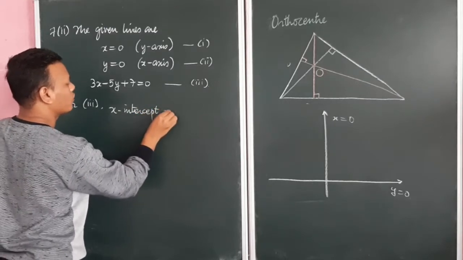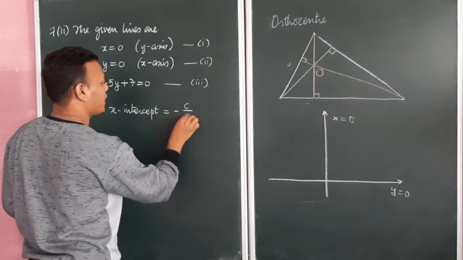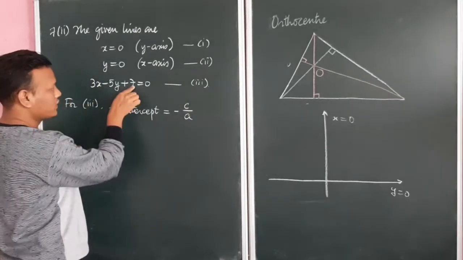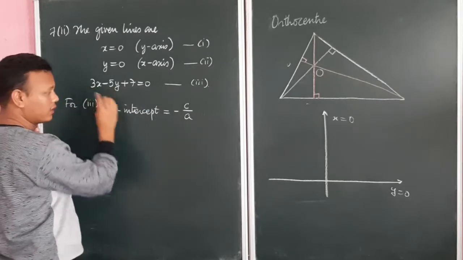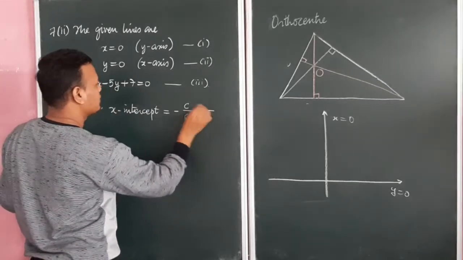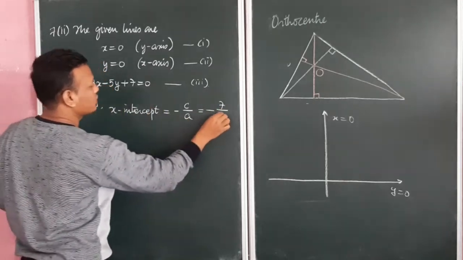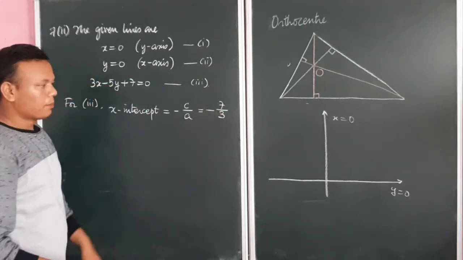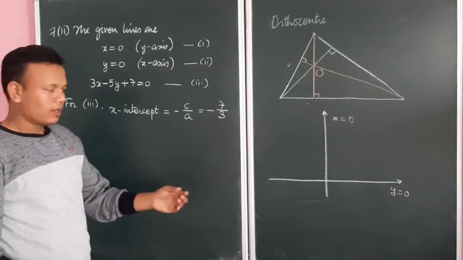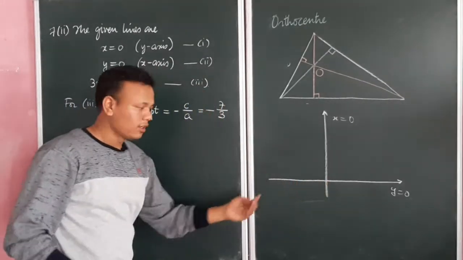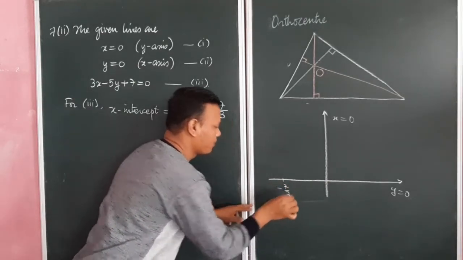What is the formula for finding the x intercept? It is minus c by a, isn't it? See, what is c for me? c is 7, and what is a for me? a is 3, right? So it will be minus c by a, that is minus 7 by 3, because a is 3. So minus 7 by 3 is the x intercept. It lies this way, right? So let me take this to be minus 7 by 3.